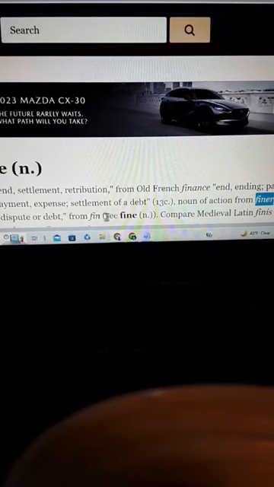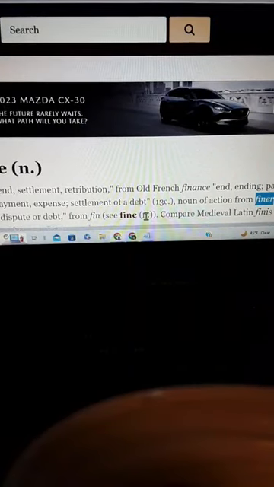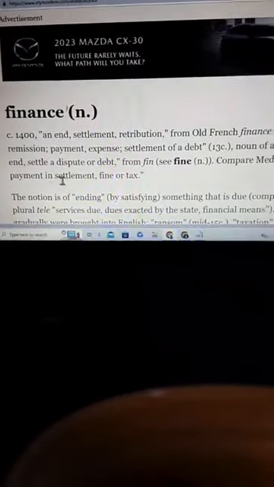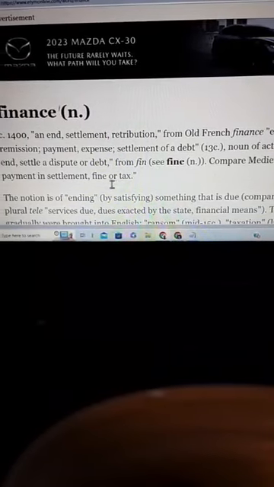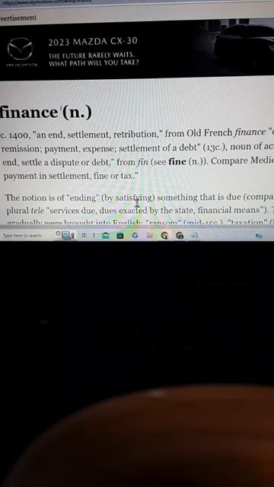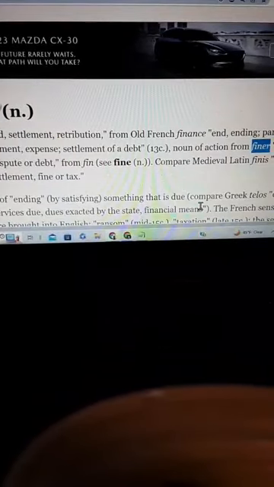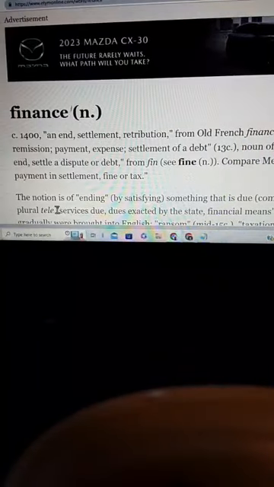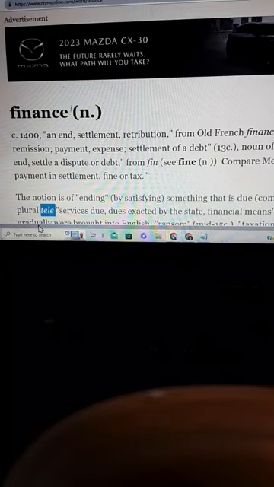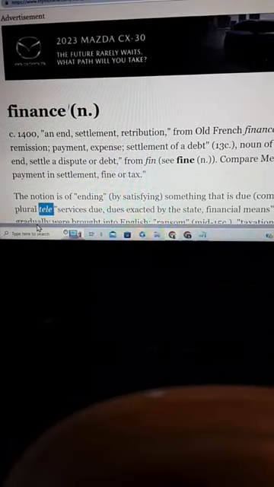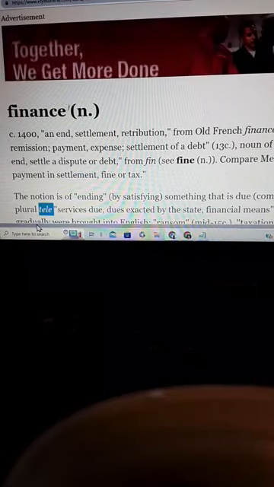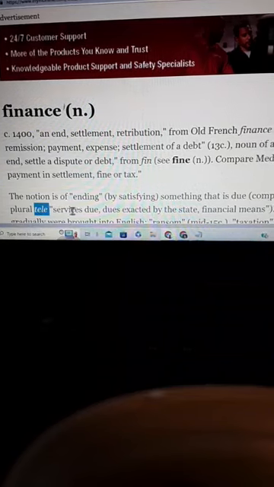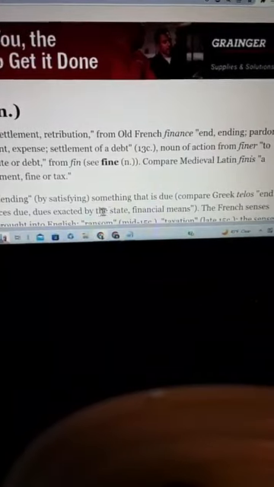From Old French fine, as a noun. Compare medieval Latin finus, a payment in settlement, fine or tax. The notion is of ending by satisfying something that is due. Compare Greek telos, end. Plural tele. See what we're getting here? Telephone, telephonic. Communication. In their definitions, communication is a communication of a debt. Okay, a fine. Service is due. Dues exacted by the state.